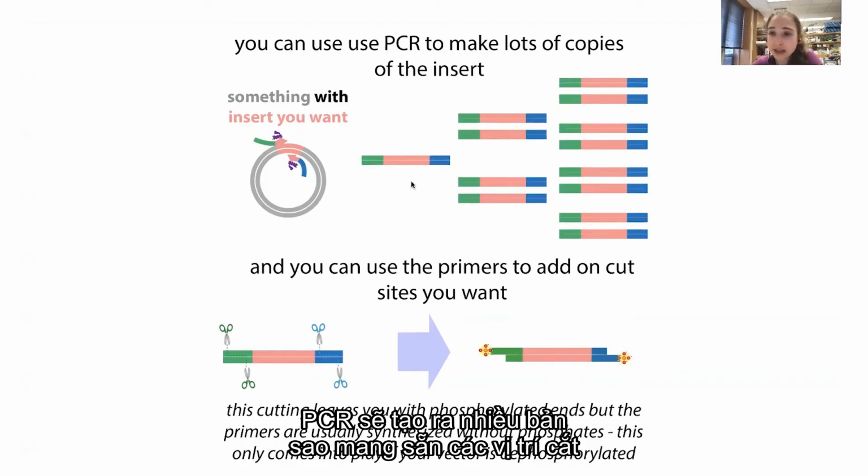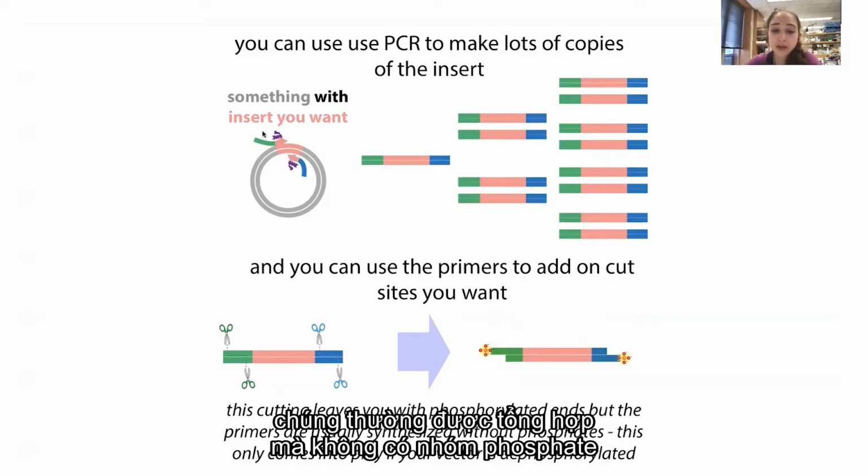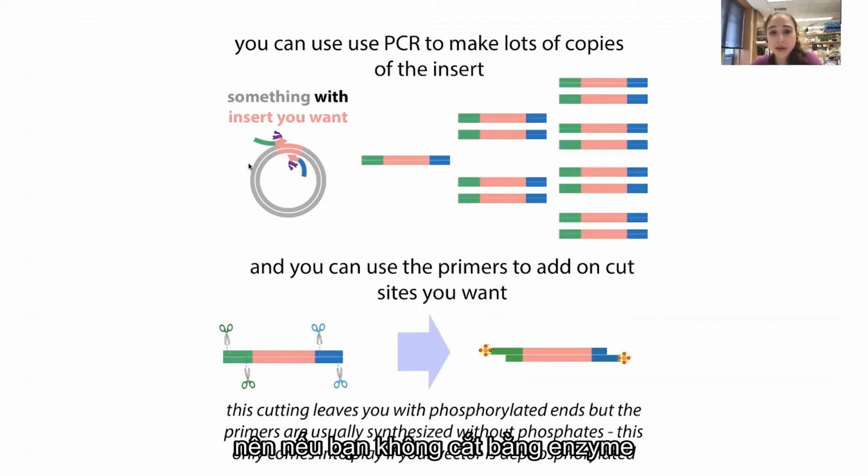And so this is going to make lots of copies of the PCR product, and it's going to have the cut sites. One thing to note here is that this cutting is going to leave you with phosphorylated ends. But when you buy primers, they are usually synthesized without the phosphates. So if you weren't cutting, then you wouldn't have these phosphates. And this is only going to come into play if your vector is dephosphorylated.